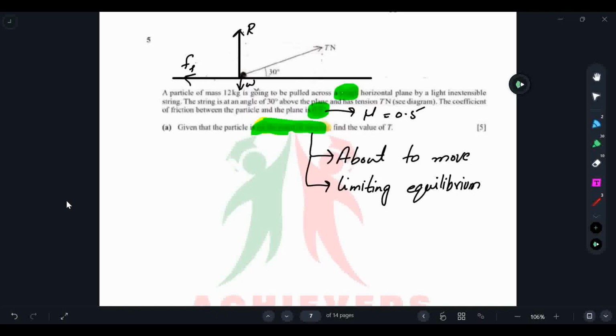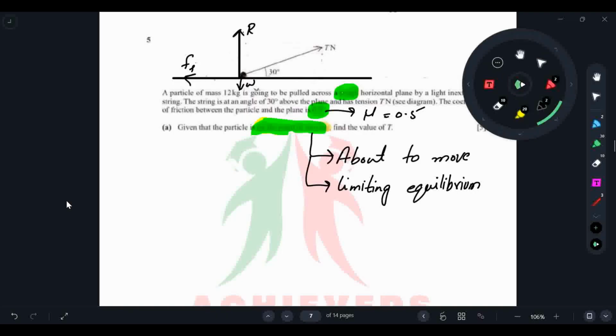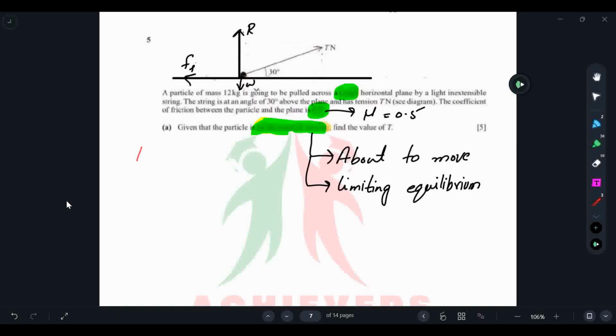The next thing is we have to apply F equals ma, which means we have to add the forces. Let's find the vertical forces and then the horizontal forces, because we need to find the value of T. Summation of Ry, the vertical forces, so let's see all the vertical components.